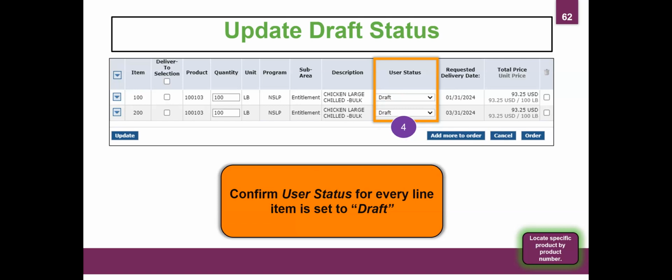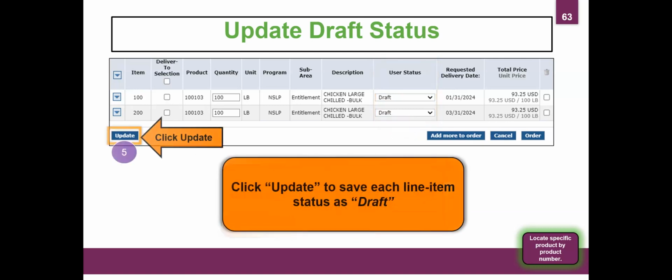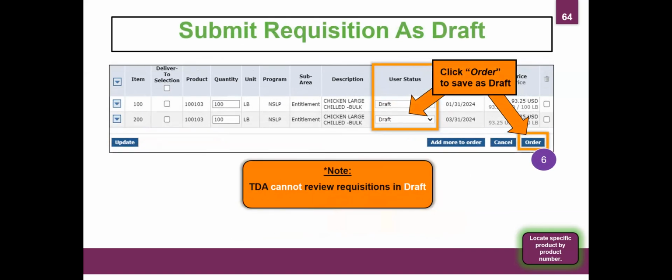Go through each one. This one we can't apply to all, so you do have to go individual by line item as you convert to the draft. When we click update, then it saves all as a draft. So same process. And then we're going to click order.